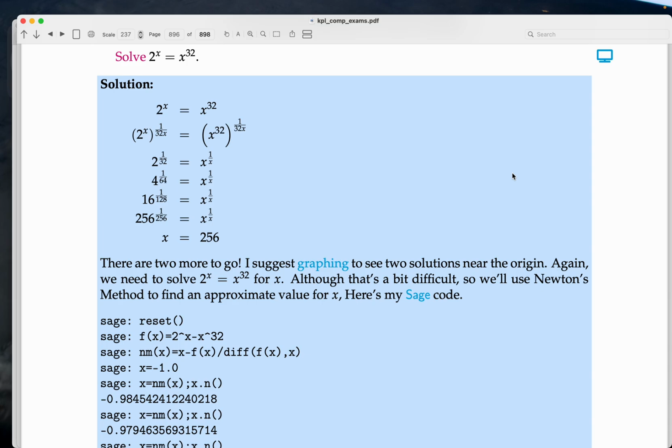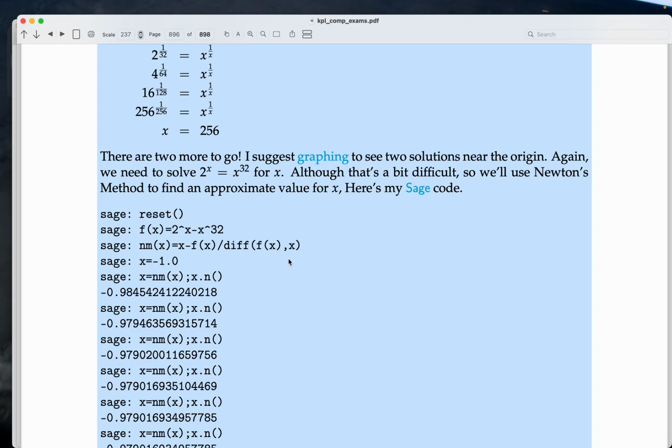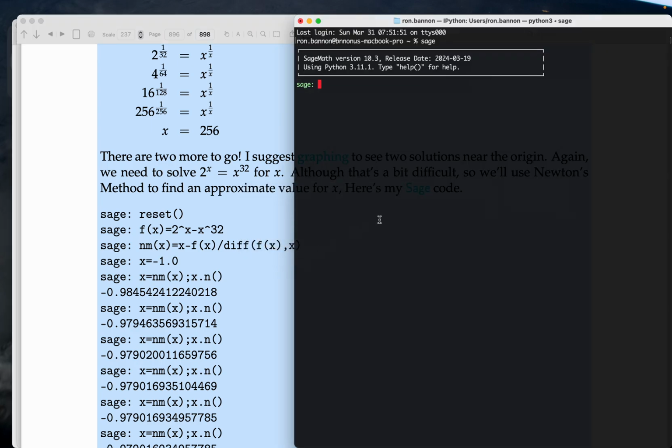We saw for one of them, by paper and pencil, 256. And then we used the grapher and came up with approximate solutions, approximately plus or minus 1, by the way. But I do want to go to Newton's method to find out these answers over here, and I'll go through that. And again, it's all typed up for you.